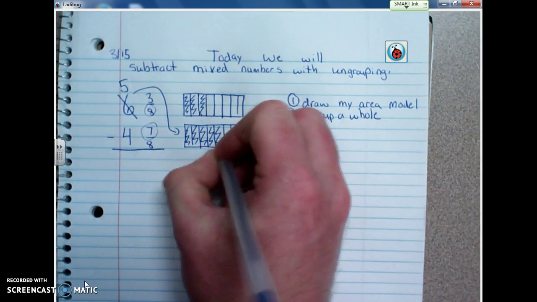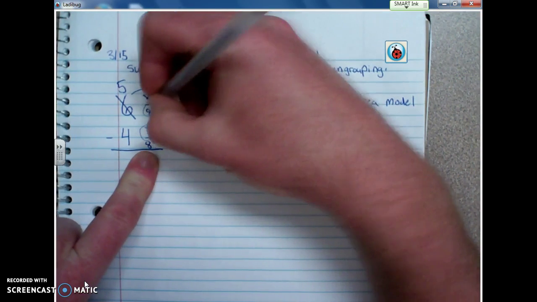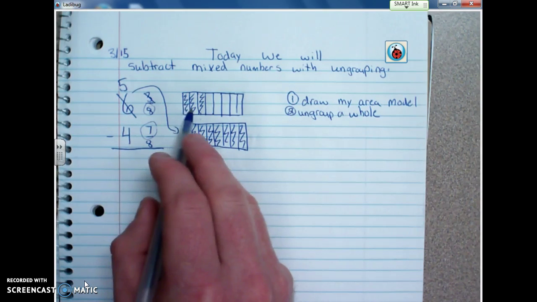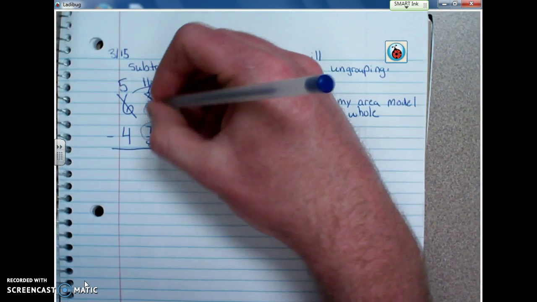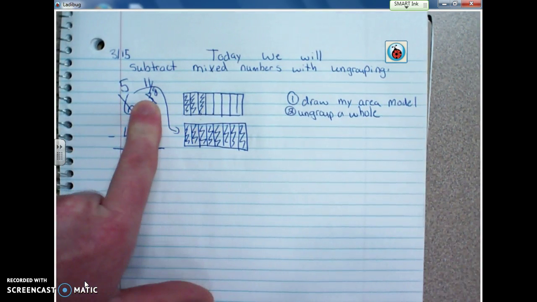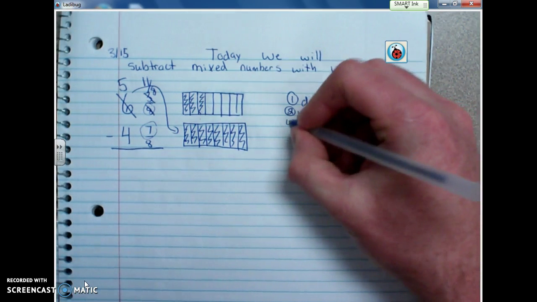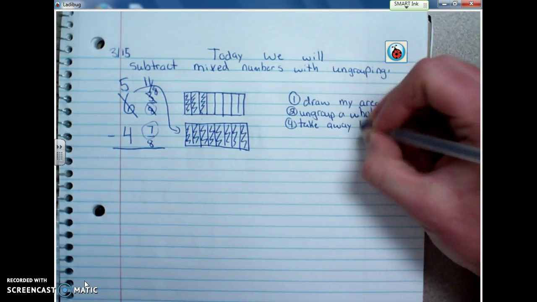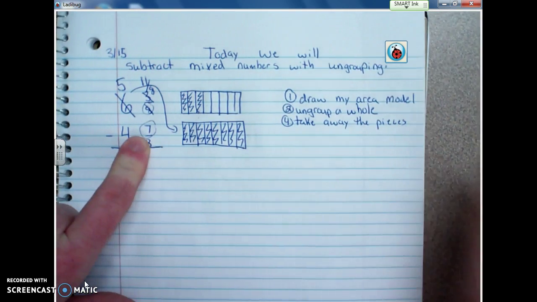This is 8/8. So now this becomes, instead of 3/8, this is now 1, 2, 3, 4, 5, 6, 7, 8, 9, 10, 11 eighths. So after I've done my ungrouping, I have 11 eighths up here. That's my improper fraction. Now, I can take away my pieces, because now I have 7 pieces I can take away.